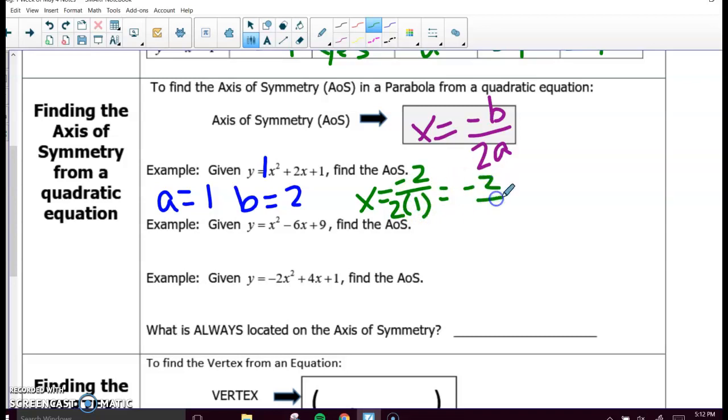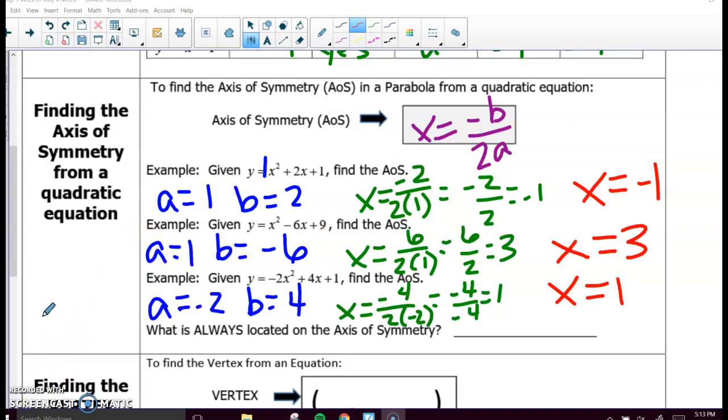Well, negative 2 divided by 2 is negative 1. So how I want to see this written, x equals negative 1. My axis of symmetry is a vertical line. We need to have the x equals in front of that. Select pause and work through the next 2 examples. For the second example, you should have gotten the equation x equals 3. And for the third example, the equation x equals 1.